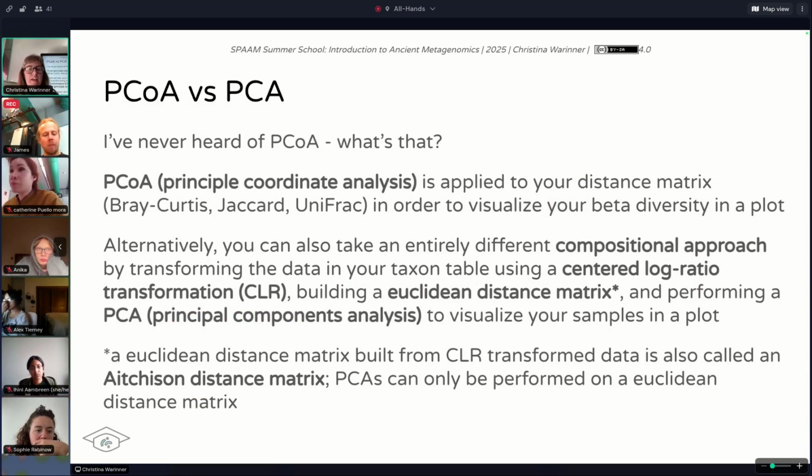If you've never heard of PCoA, so you don't know what it is: principal coordinates analysis is applied to your distance matrix, so either Bray-Curtis or Jaccard or UniFrac, in order to visualize your beta diversity in a plot. For those of you who are coming from other fields of biology, you may be more familiar with PCAs or principal components analysis. So you can transform your data to use PCA. You can take an entirely different approach by transforming your data in your taxon table using centered log ratio transformation or CLR. You can then build a Euclidean distance matrix, which is also an Aitchison matrix, and then perform PCA analysis. So you can visualize your data either using PCoA or if you transform it, as a PCA.